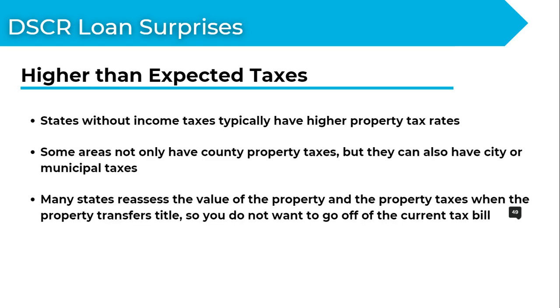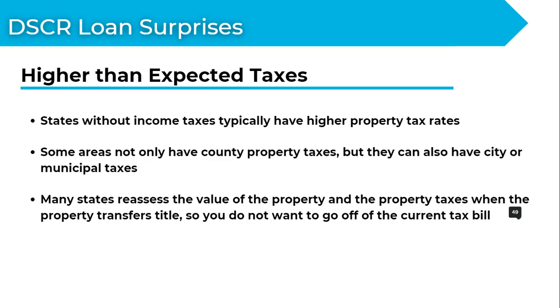I know a lot of investors live in one state and purchase an investment property in another state, and they don't know that some states have higher income taxes because maybe they don't have a state income tax where they live. Not only do some areas have county property taxes, but they also may have city or municipal taxes. And lastly, I've seen people go to Zillow and look at the property taxes on the property. However, many states reassess the value of the property and the property taxes when the property transfers title. So you don't want to go off the current tax bill. You need to go off the new purchase price.